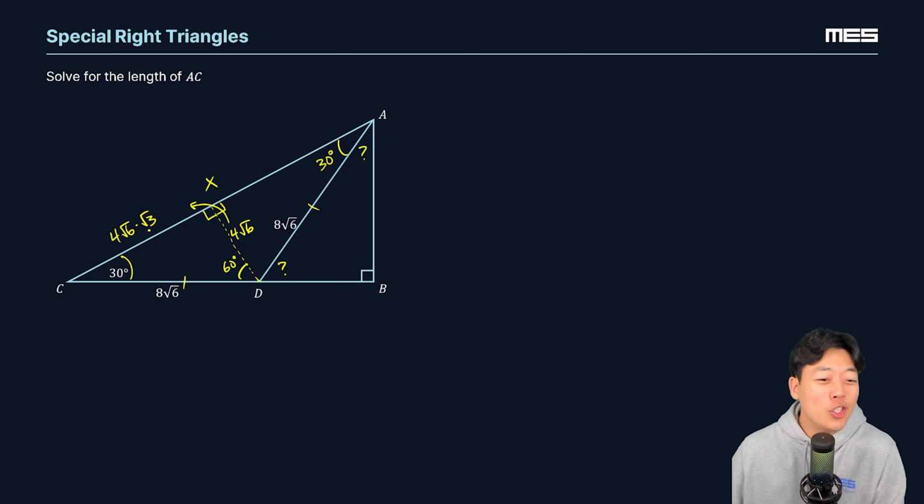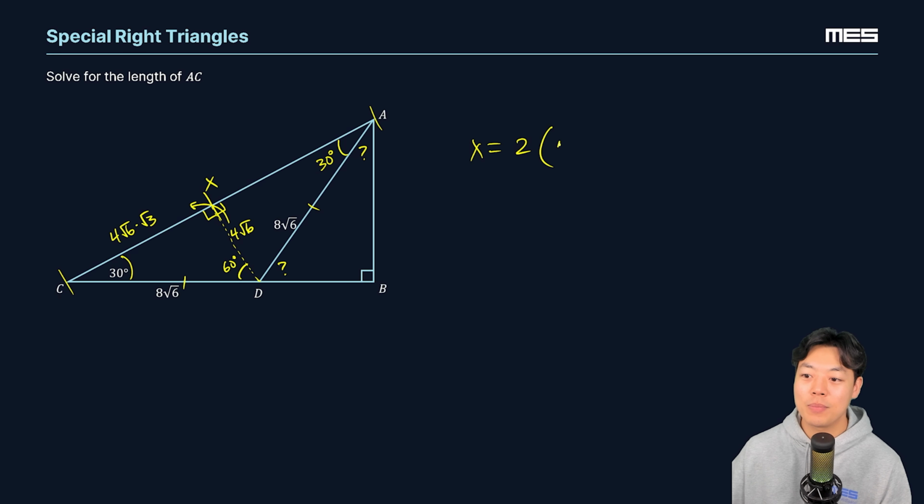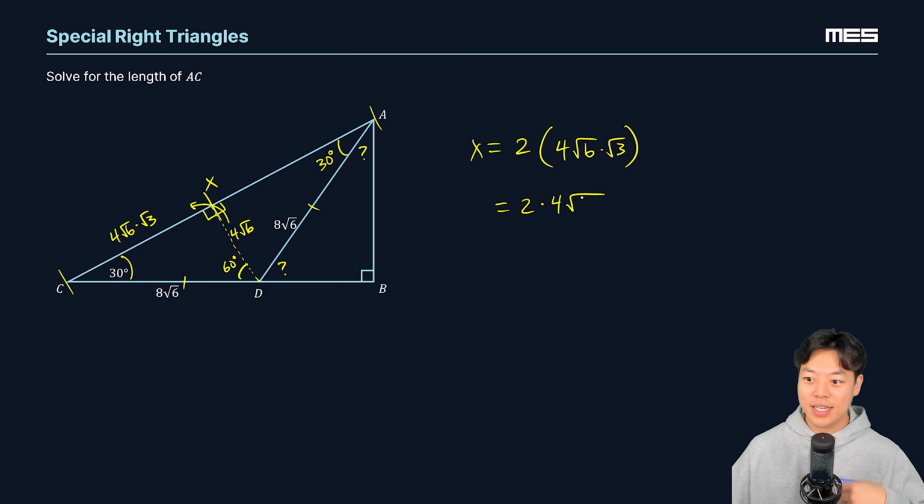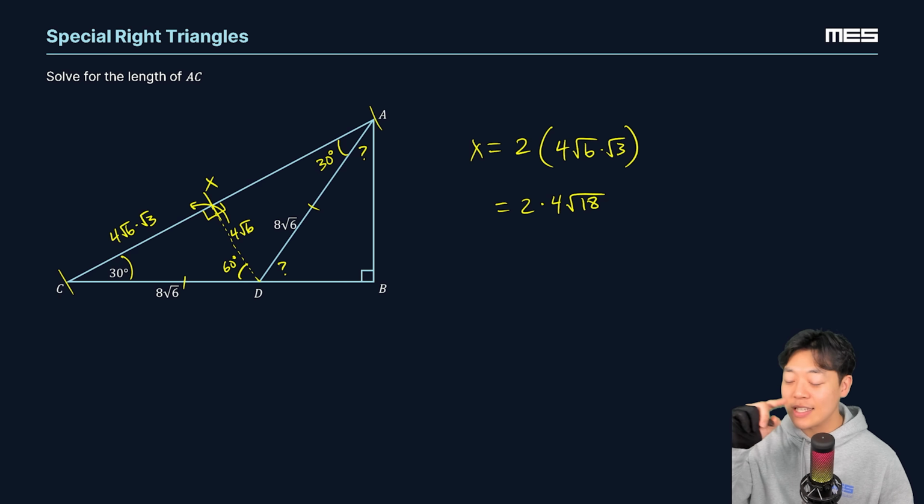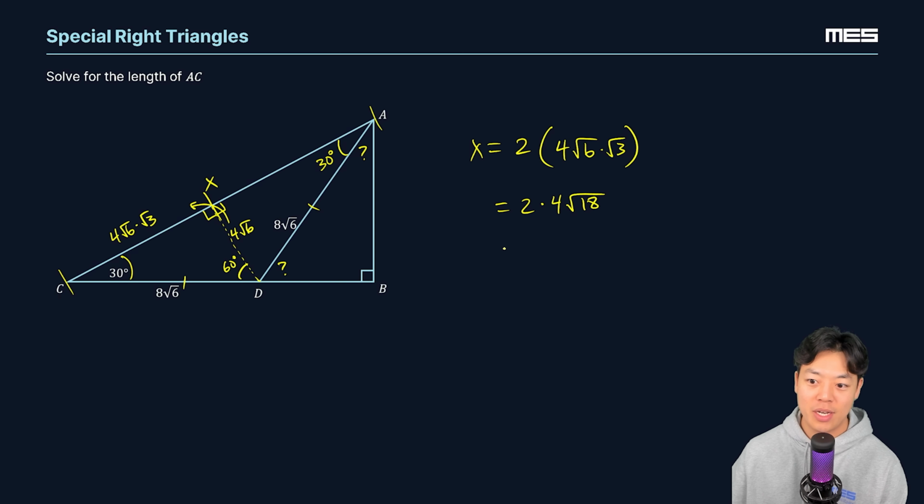But we're going to have 2 of these for the entirety of x, because 4 radical 6 times radical 3 is just from here to here. We need a whole nother one of those. So x is going to equal 2 times 4 radical 6 times radical 3. Now, 6 times 3 is 18. And this becomes really fun here. The square root of 18 is the square root of 9 times 2, which is 3 radical 2. So 8 times 3 radical 2, which is 24 radical 2. And that's a beautiful problem right there.